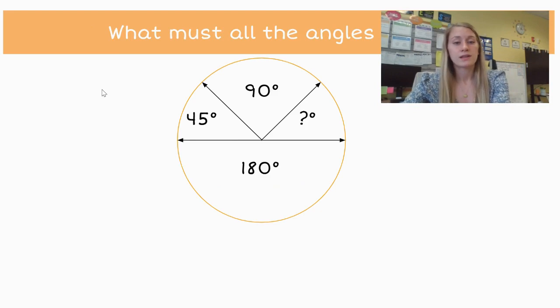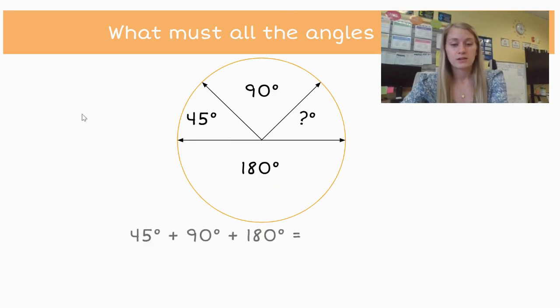What must all the angles equal? Ooh, okay, we're trying this again. You have to know what the circle altogether is. So we're going to add all the pieces that we do know. We know 90, 45, and 180 degrees. So we're going to add all those up. 45 plus 90 plus 180 is 315.